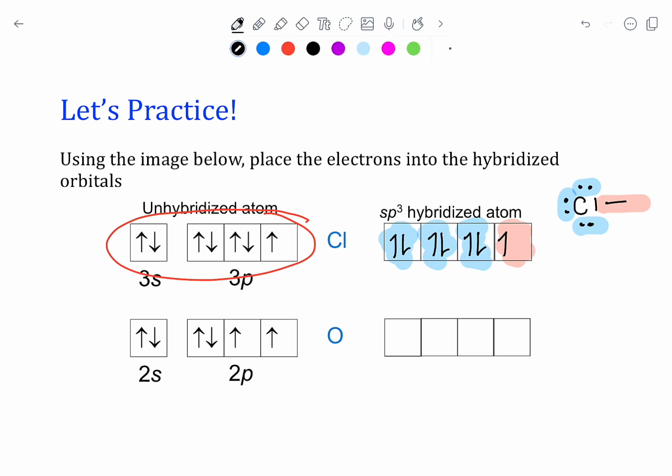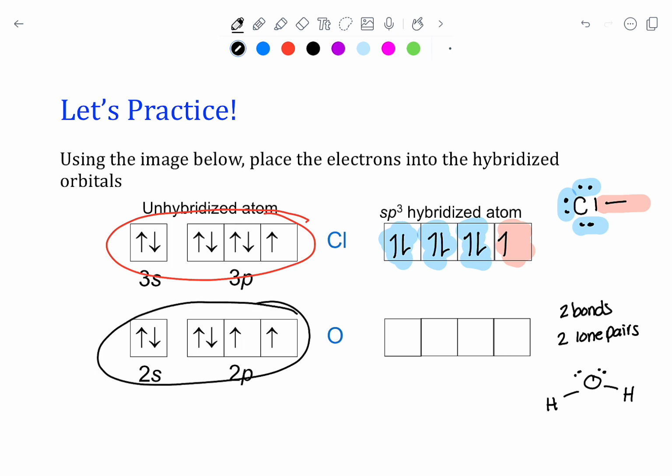Our last example is oxygen. Our rule for oxygen was it likes 2 bonds and 2 lone pairs. Let's do the example of water: 2 bonds, 2 lone pairs. Let's take its 6 valence electrons and put those into hybrid orbitals. We have 1, 2, 3, 4, 5, 6. In those hybrid orbitals, we see our 2 bonds, there's our 2 bonds there, and then we see our 2 lone pairs.